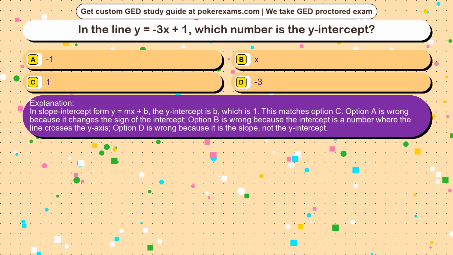In slope-intercept form y equals mx plus b, the y-intercept is b, which is 1. This matches option C. Option A is wrong because it changes the sign of the intercept. Option B is wrong because the intercept is a number where the line crosses the y-axis. Option D is wrong because it is the slope, not the y-intercept.